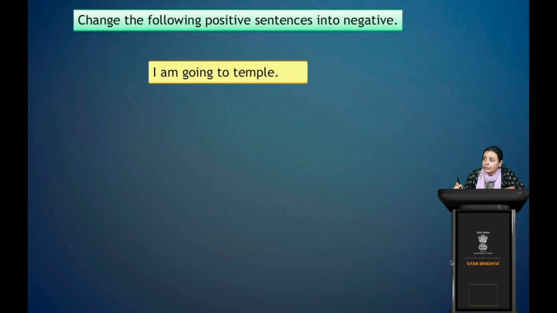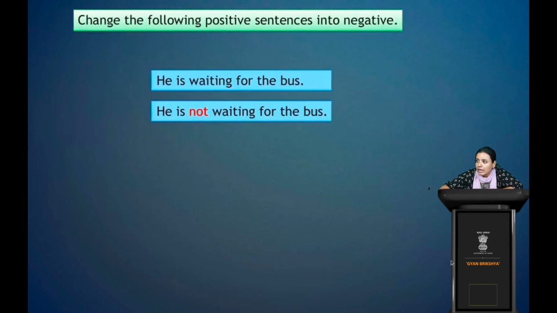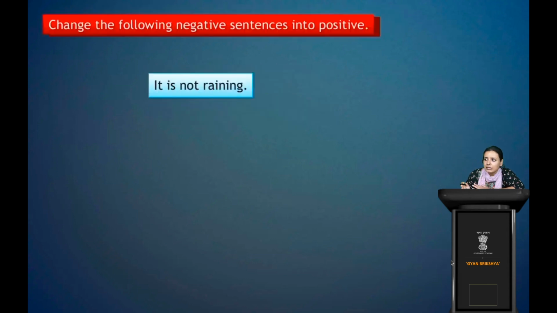He is waiting for the bus. He is not waiting for the bus. Just we have to use not. Change the following negative sentence into positive. This is given negative. So in exam you can see negative to positive, positive to negative. Everything is same. You have to just minutely change the sentence as per the questions given.